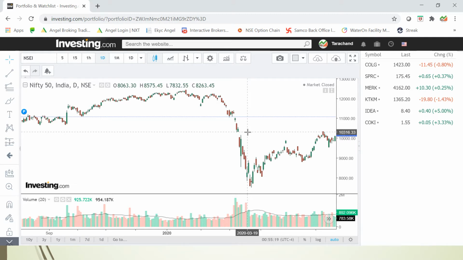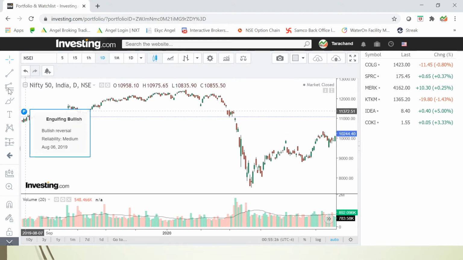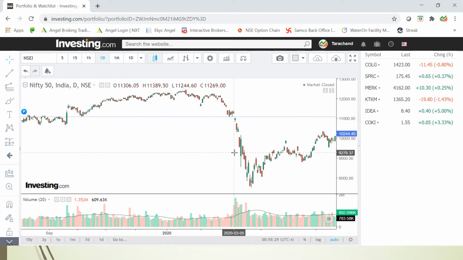So you don't have to calculate it again and again. Otherwise everybody can just do mathematical calculation and draw those levels or identify those levels. There is no problem, okay? But let's see where can I get that indicator here in investing.com.